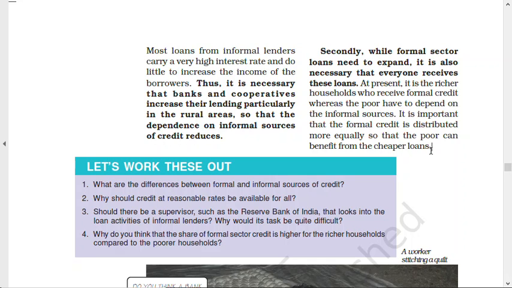But what is the mechanism? How can a landless laborer get a loan? If he gets a loan, what is the guarantee that he will pay the loan?